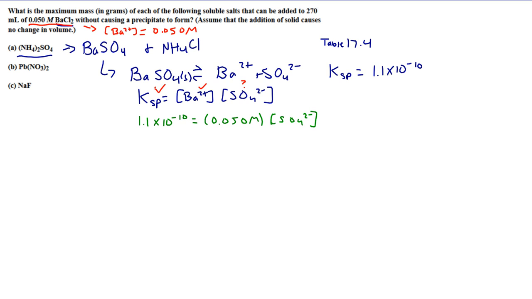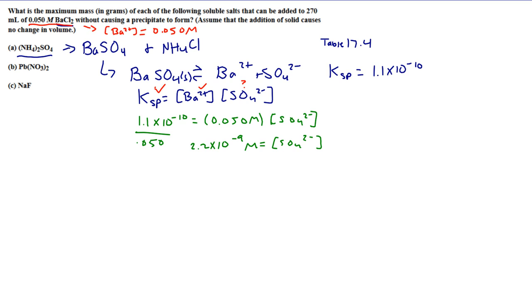Alright. So divide over here by 0.050, and we get, for the sulfate ion concentration, 2.2 times 10 to the -9. And so that is our concentration of sulfate ion. Alright, but the question doesn't ask what the concentration is, it wants us to get to grams.